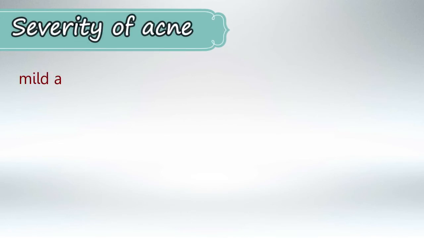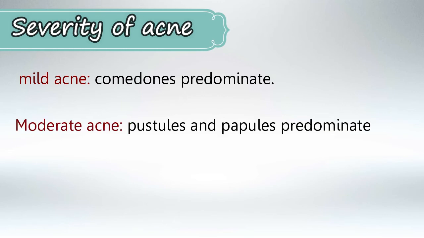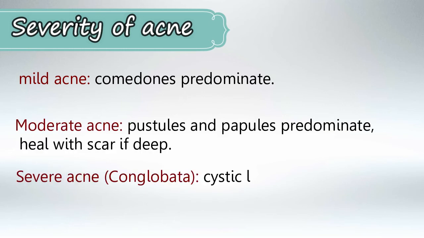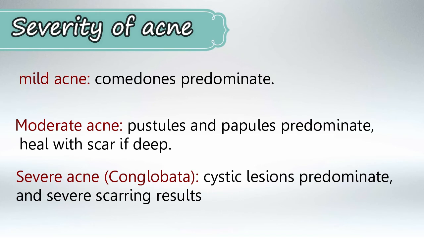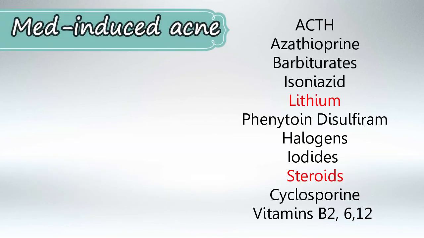If we want to classify the severity of acne, mild acne has comedones, moderate acne has papules and pustules and sometimes causes scarring, and severe acne, also known as conglobata, has cysts and will always cause scarring. And here is the list of medications that can cause acne. So basically medication-induced acne.